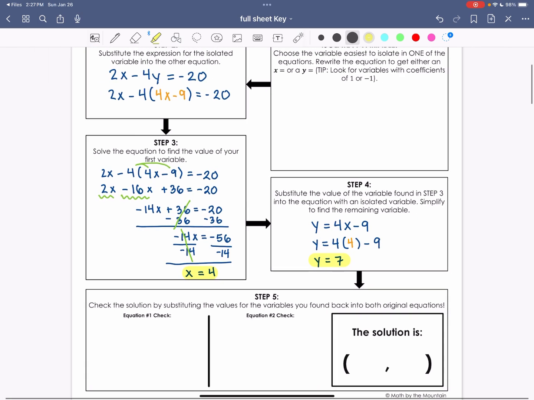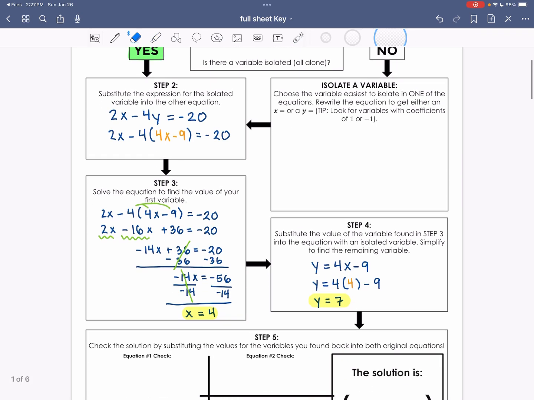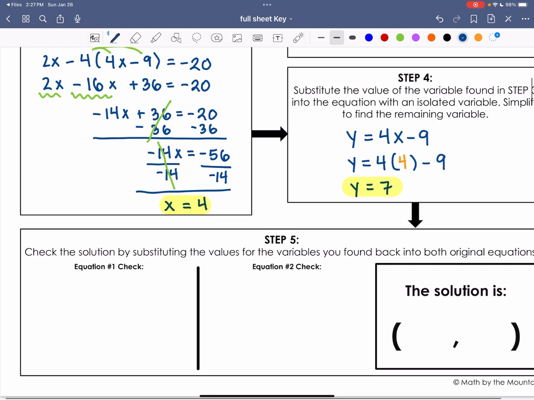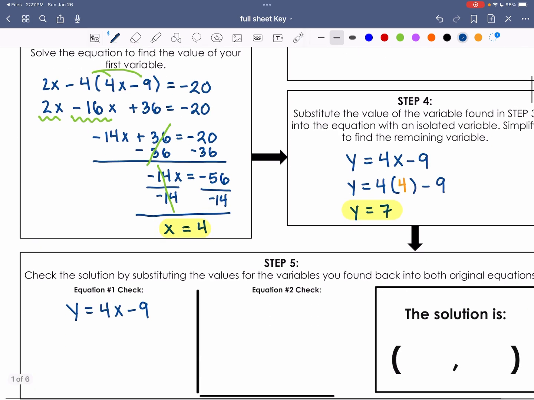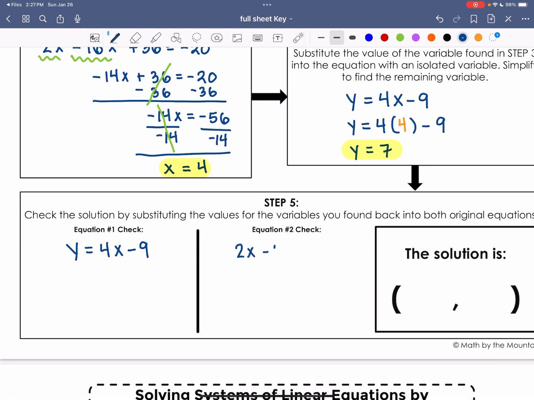So at this point, I would believe that the answer is 4, 7, but we should always fact check and make sure that we didn't make any little baby mistakes as we went along the way. So our final step says check the solution by substituting the values for the variables we found back into both original equations. So our first original equation is y equals 4x minus 9. And then the second original equation is 2x take away 4y equals negative 20.